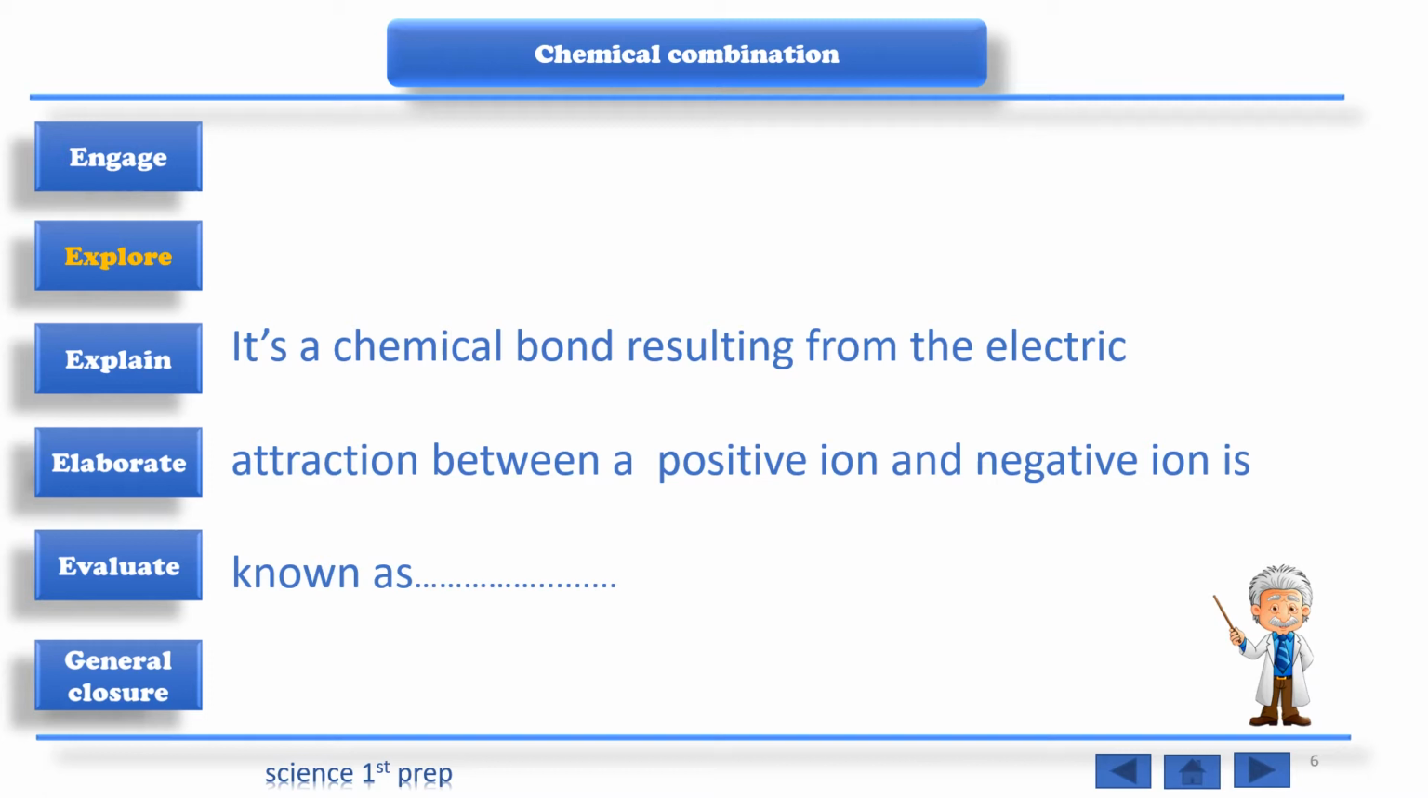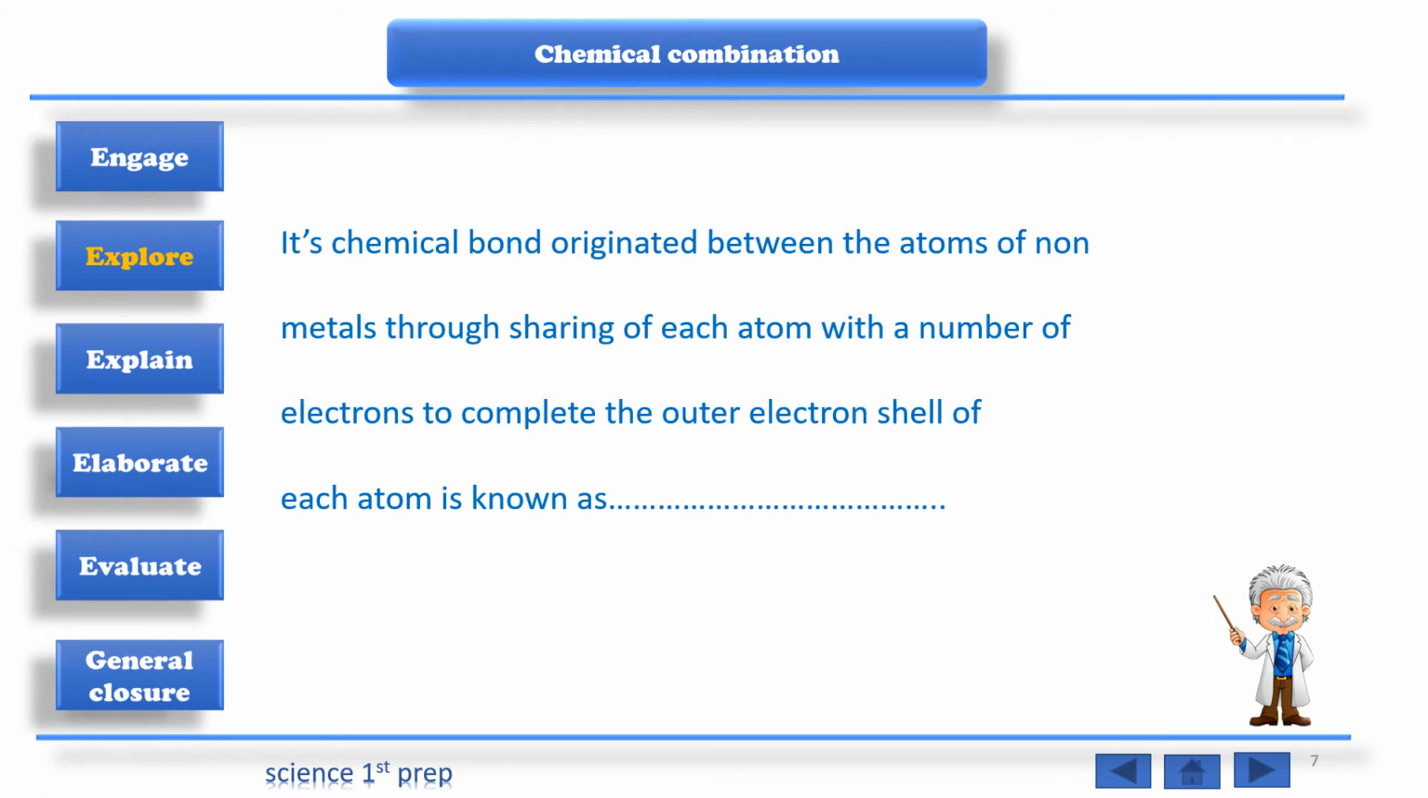And now, after watching this video, can you answer this question? The chemical bond resulting from electric attraction between a positive ion and a negative ion is known as the ionic bond. And the chemical bond originated between the atoms of non-metals through sharing of each atom with a number of electrons to complete the outer electron shell of each atom is known as, yes, the covalent bond.